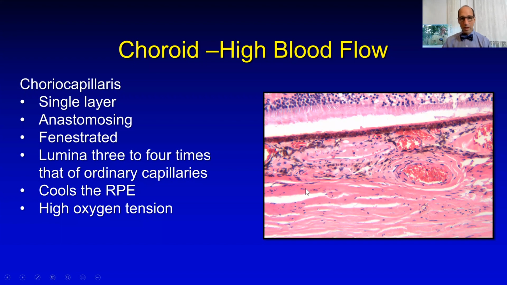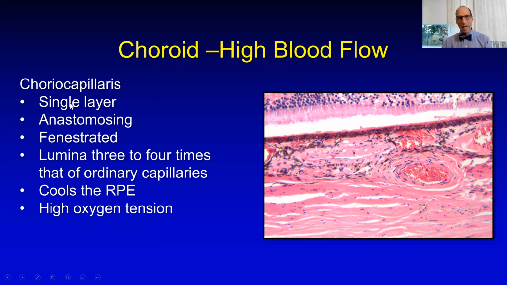And then the choroid is where you have very, very high blood flow. The choroid nourishes your photoreceptors, which use an enormous amount of oxygen. And also, they kind of cool the eye. They have higher blood flow than you need just to nourish the photoreceptors. So they probably also do other things.